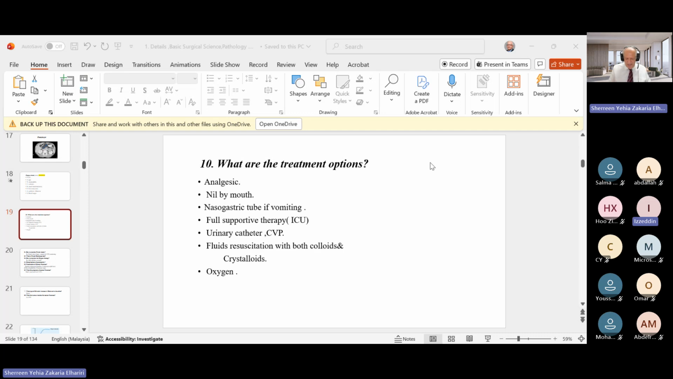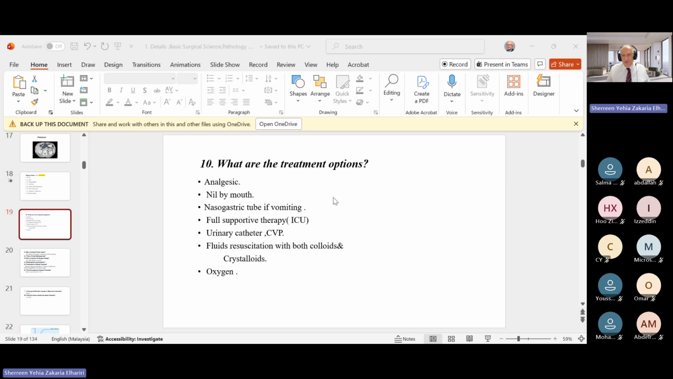So you mean by input and output chart, so you put a urinary catheter. Or in critical patients, you can insert a central line. After that, what else? We give nil by mouth, or we can give feeding by nasojejunal tube. Then in some cases we need to do surgery. No, we don't ask about this. It is the pathology station. We don't ask you about surgery.